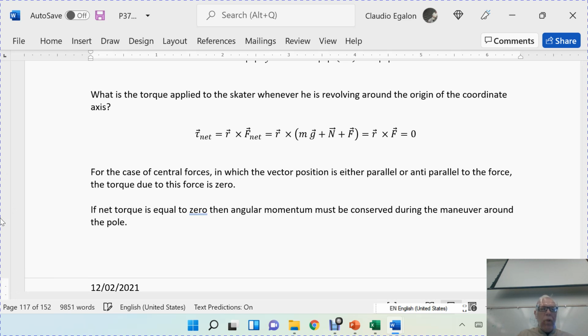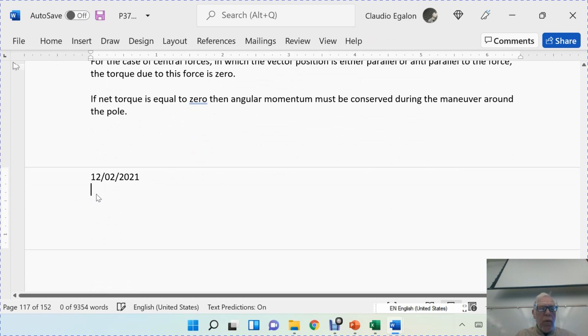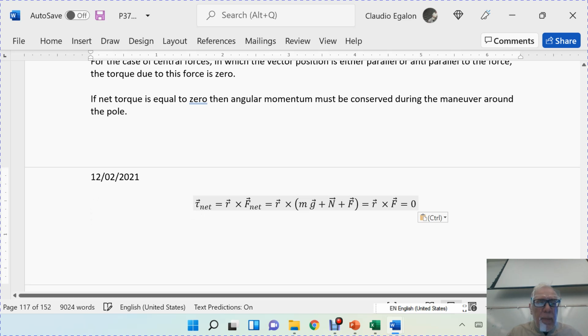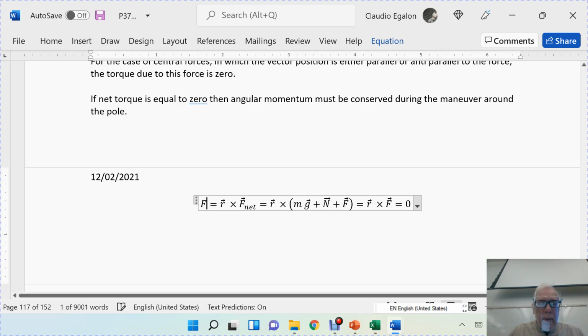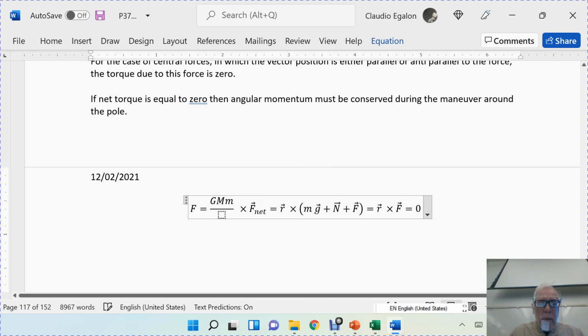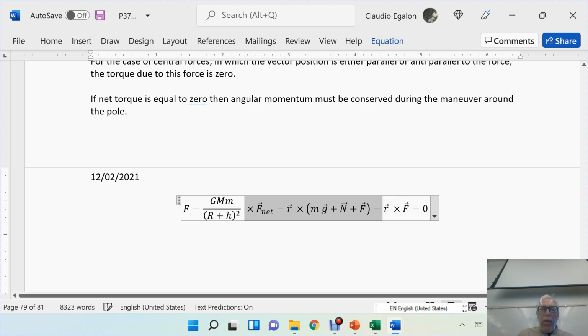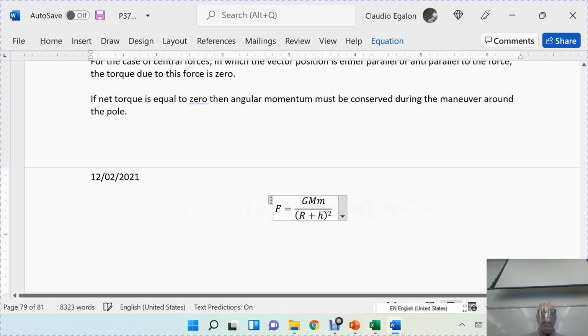So the force on the satellite. The satellite is undergoing uniform circular motion. And the force applied to the satellite is big G, the mass of the Earth, the mass of the satellite, over the radius of the Earth plus the altitude of the satellite squared. We are applying Newton's law of universal gravitation. That's the force on the satellite.